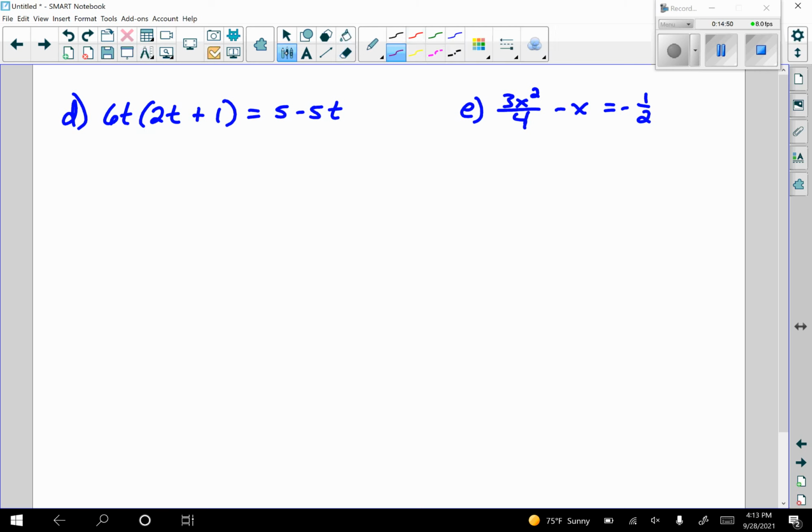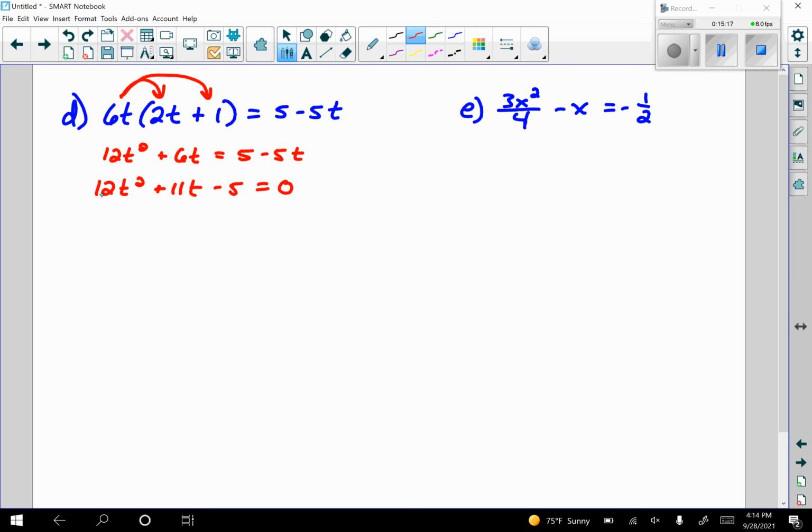All right, now in part D, or problem D, we're going to have to start by distributing the 6t. So this will first give us 12t squared plus 6t equals 5 minus 5t. Now, I'm not sure if this factors or not, so I'm going to bring everything over to one side. So with 12t squared, if we add 5t, we'll get plus 11t minus 5 equals 0. I'm going to go ahead and try this.